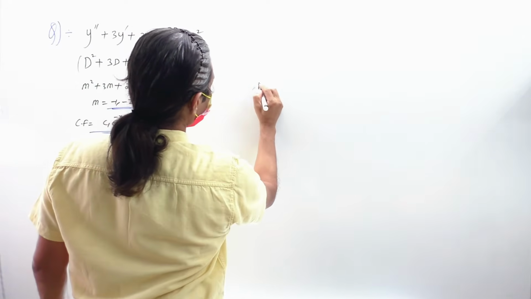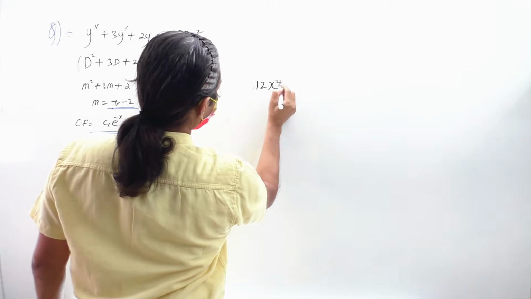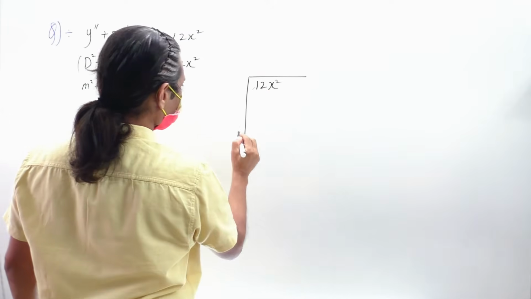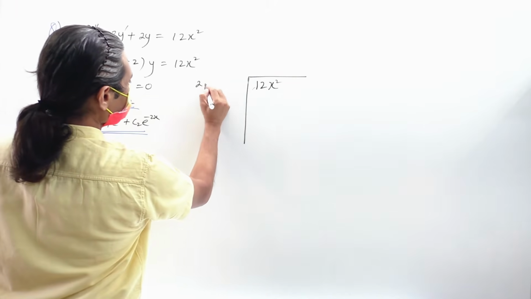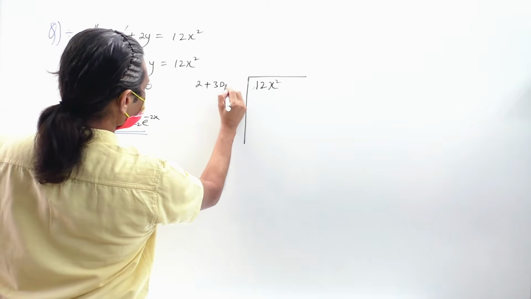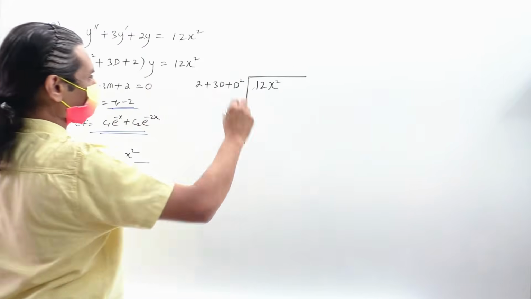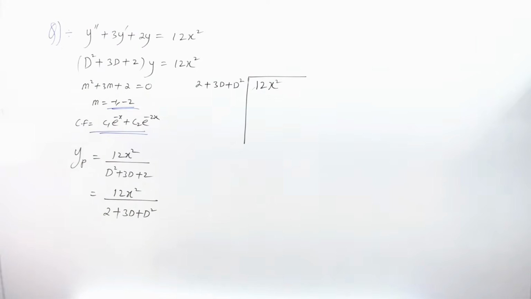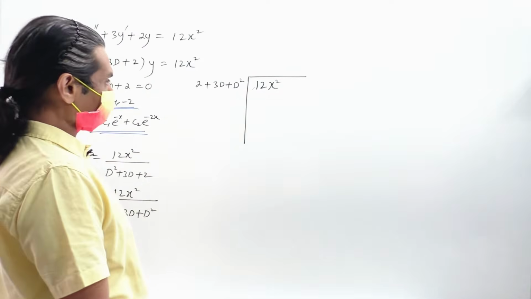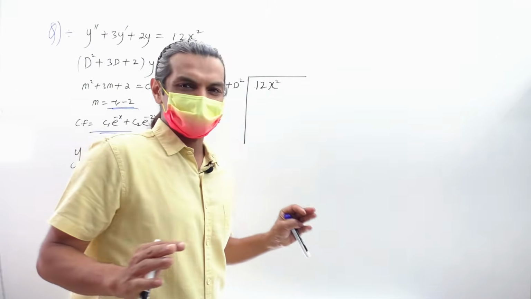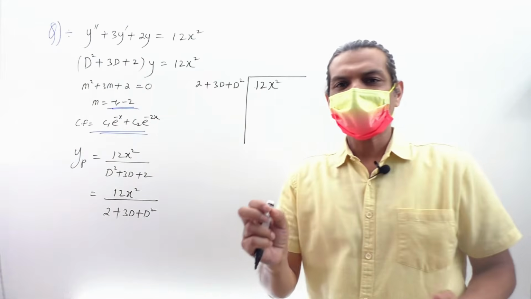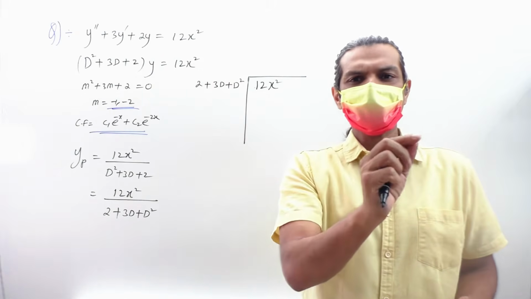Here I write 12x square whole divided by 2 plus 3d plus d square. Fine. Now how do we divide? It's a very simple division. See, I'll tell the simple way. 6 divided by 2, what do you do? 6 by 2, 2 3s are 6.